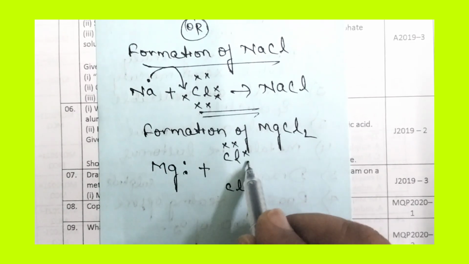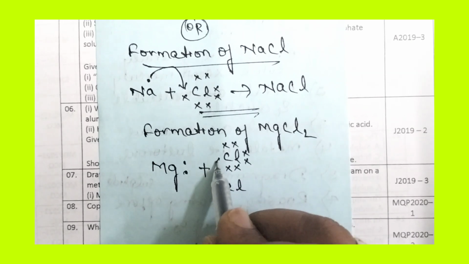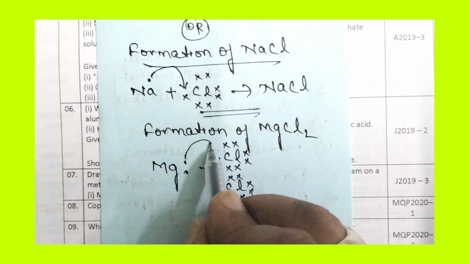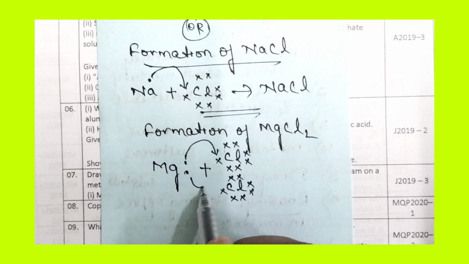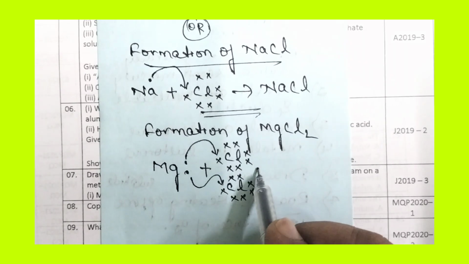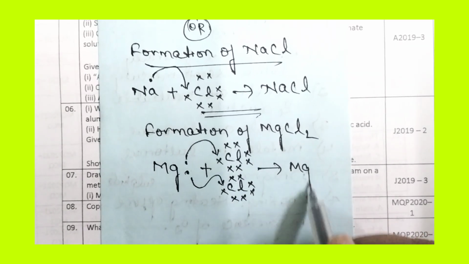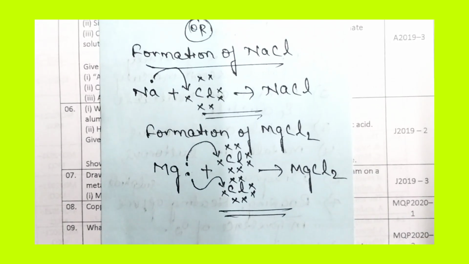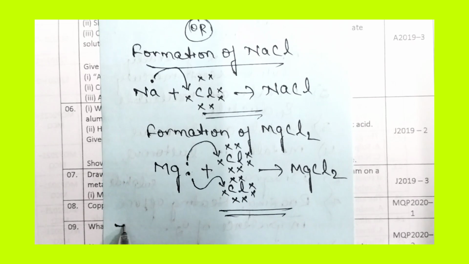1, 2, 3, 4, 5, 6, 7. One electron is donated here, another electron is donated here. So it will become MgCl2. So this is the formation of magnesium chloride.